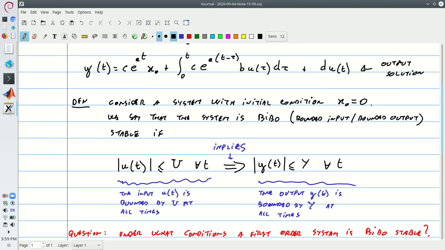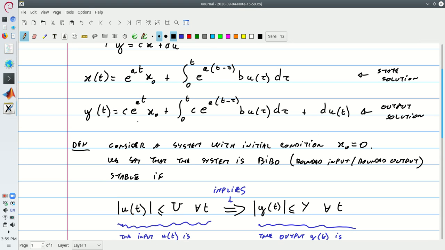So the only thing that we need to take is the expression of y of t. Remember that this definition is given assuming a zero initial condition. The reason is that you want to be in a situation where if your input is exactly 0, then the output is exactly 0 too. And this happens only when the free response is equal to 0. So that's the reason why we are considering initial condition equal to 0.